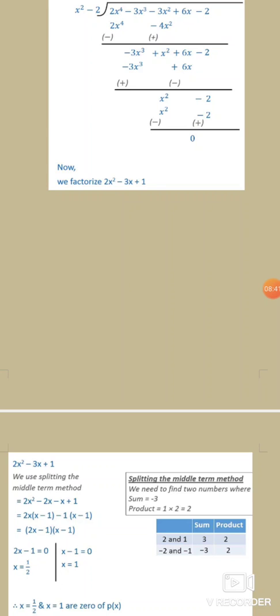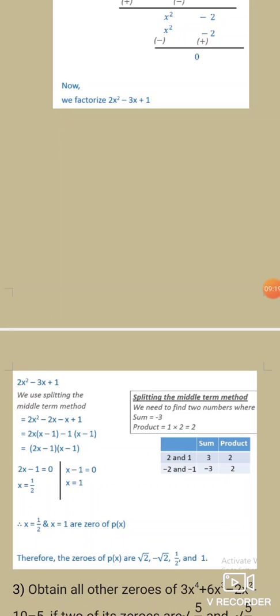Now rearrange: 2x square minus 2x minus 1x plus 1. So 2x into x minus 1, minus 1 into x minus 1. So first factor is 2x minus 1, second factor is what? x minus 1. Now we can equate each of these factors with 0. So 2x minus 1 is equal to 0, x is equal to what? 1 by 2. x minus 1 is equal to 0, so x is equal to what? 1.